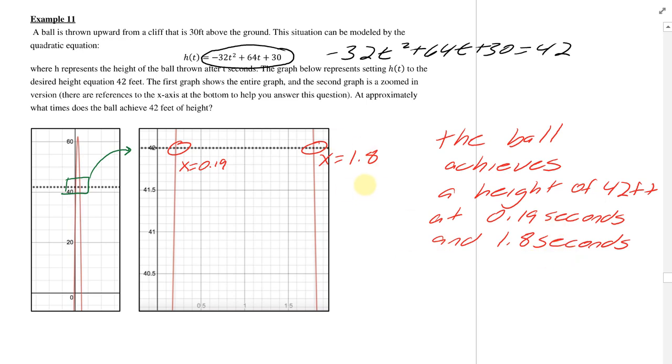And if you look at this, this makes sense, right? You're throwing the ball up, you throw it up pretty high, and then it comes back down. So in the trajectory, it goes up, it goes down. Here's where it hits 42 feet at two different points in its trajectory.